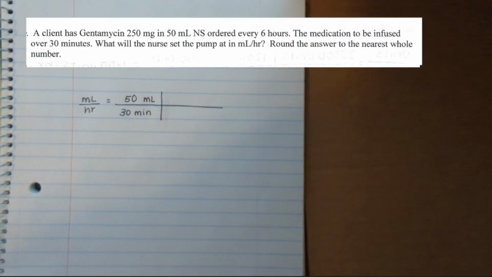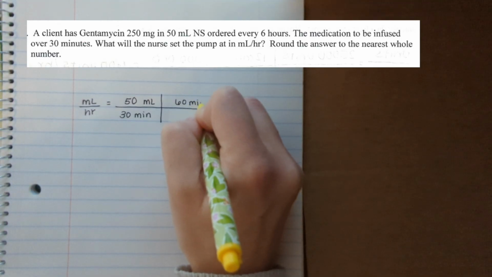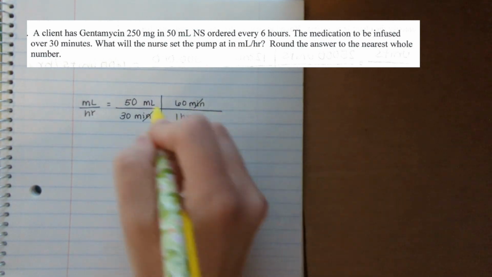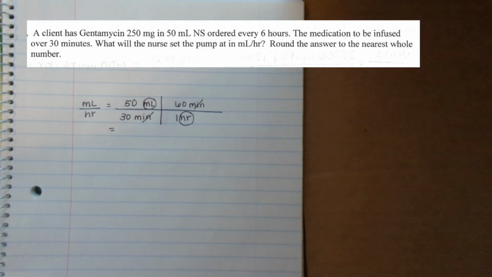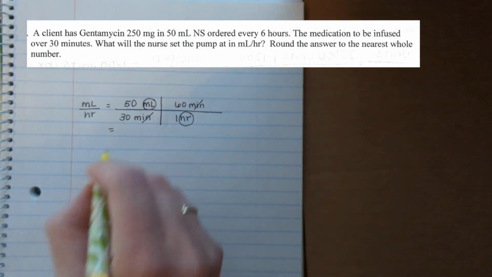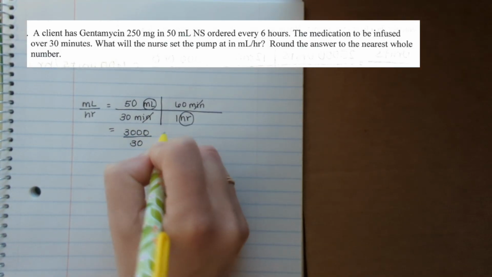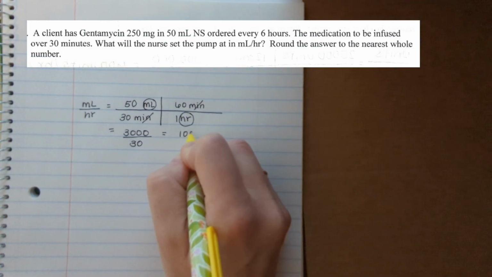To get a final answer of mL per hour, I need to cancel out my minute and get my hour on the bottom. To do that, we're going to add our conversion again of 60 minutes over 1 hour. That causes our minutes to cancel, and we have mL and hour units left. So we're ready to multiply. When we multiply our top units, we get an answer of 3,000. And when we multiply our bottom units, we get an answer of 30. So 3,000 divided by 30 gives us an answer of 100 mLs per hour.